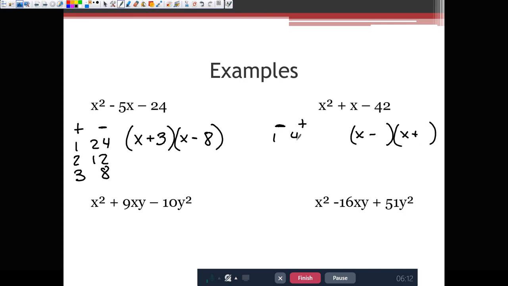So 1 times 42, no. 2 times 21, no. 3 times 14, no. 6 times 7, yeah, because negative 6 plus 7 will give me positive 1, and this is a 1. Yeah, so we have 6 and 7. Okay, so here I have a positive then a negative, so it's the same thing as up there. So I know I'm going to have a negative and a positive.